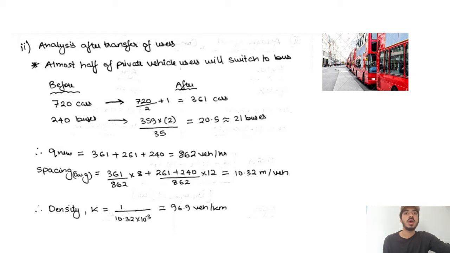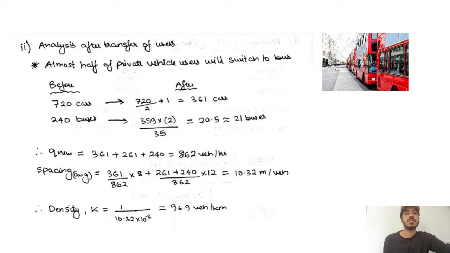Now, since almost half of the private vehicle users will have to switch to bus, it just says almost, it does not mention half. So we find the cars which will be running after the restriction, which can be calculated as 720 divided by 2, which is half, plus 1 extra, so it will become 361 cars. Now, since 359 cars got reduced in this transfer, we need to accommodate those people into the buses. Initially there were around 20% of 1200 vehicles per hour, which is 240 buses, and now there are 359 car users who are going to be shifting to the buses.